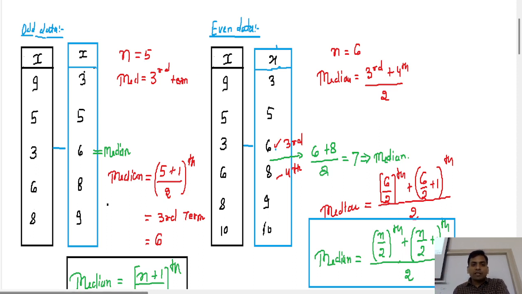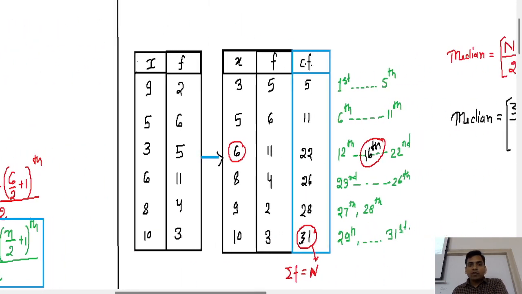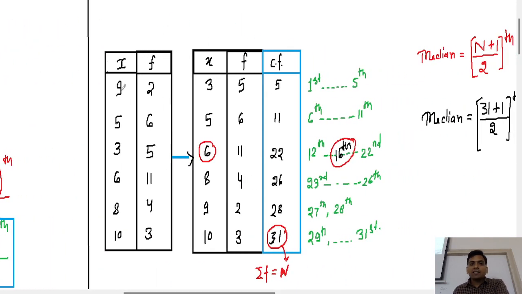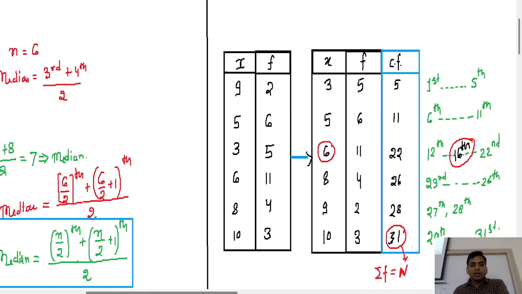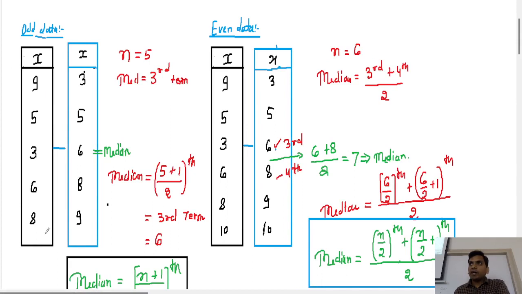In case of discrete data, you will not consider this counting. You will consider the sum of frequency. So this sum of frequency is considered as capital N. Listen once again. This is individual type of data. In individual data, how many terms? 5 terms. Clear? There is no frequency now. So small n is equal to 5.